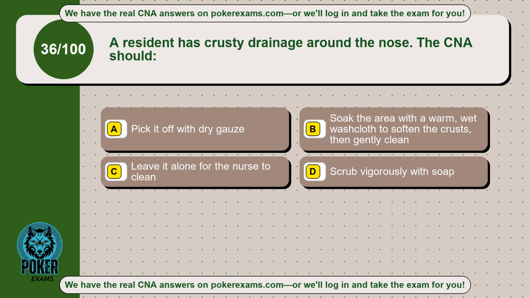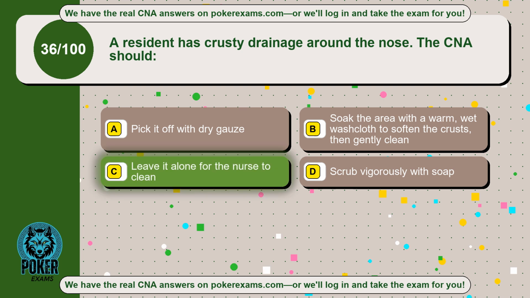Question 36. A resident has crusty drainage around the nose. The CNA should: Option A. Pick it off with dry gauze. Option B. Soak the area with a warm, wet washcloth to soften the crusts, then gently clean. Option C. Leave it alone for the nurse to clean. Option D. Scrub vigorously with soap.